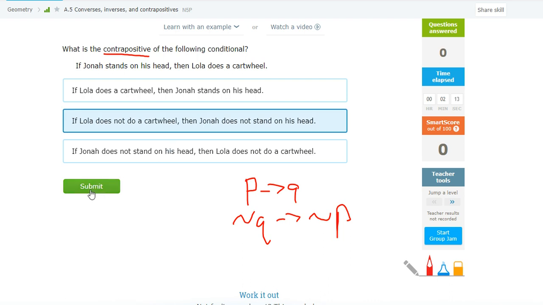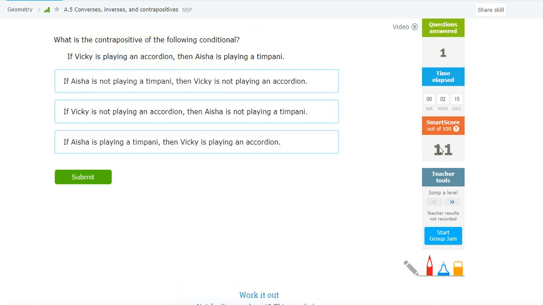So I'm going to hit submit. That should be the answer. Did a great job. So I am building up the smart score here.